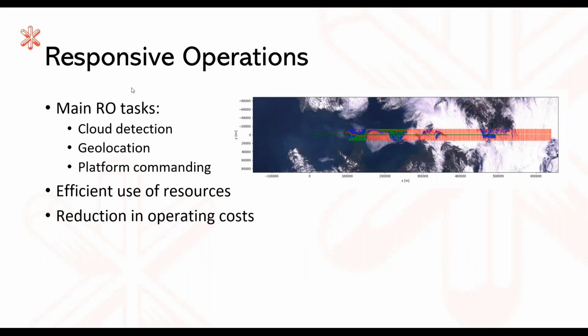So the responsive operations side of this mission would be the cloud detection, as I've mentioned. Basically, the QKD link is really inhibited by cloud because, as it uses optical photons, they can't progress through the cloud. So the main operation tasks are the cloud detection, then geolocating to determine where the clouds are in relation to the ground station, and then platform commanding, which allows the payload to overwrite the platform schedule and basically tell it where to point.